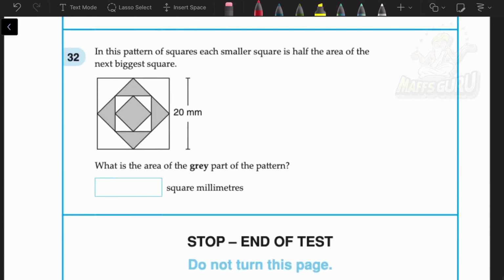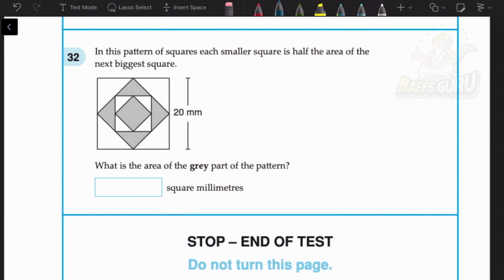In this pattern of squares, each smaller square is half the area of the next biggest square. What is the area of the gray part of the pattern? Okie dokie, let's see what we can come up with.